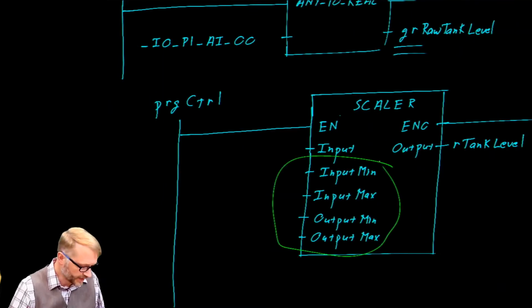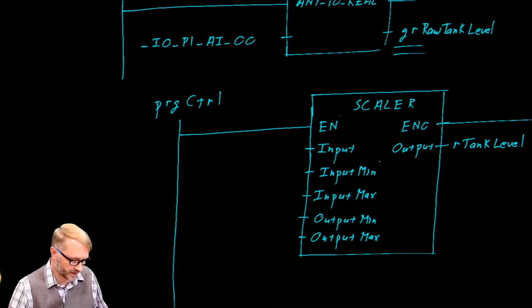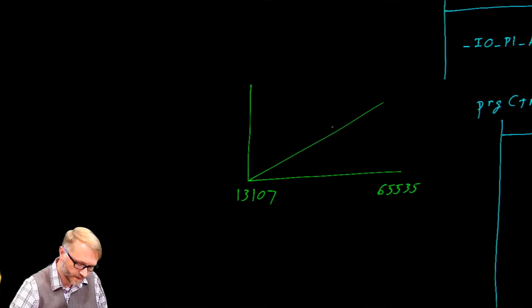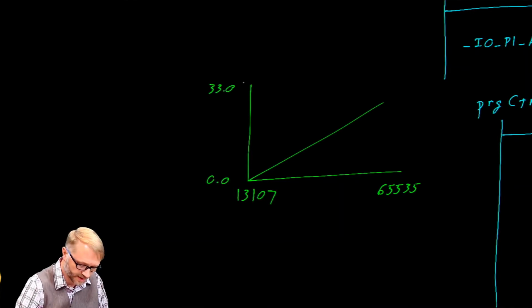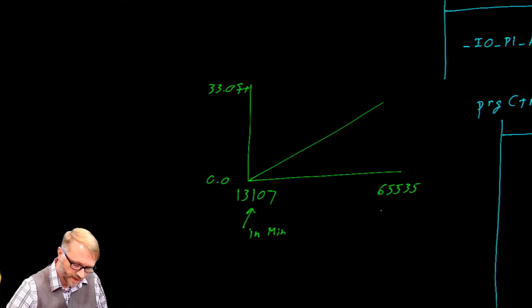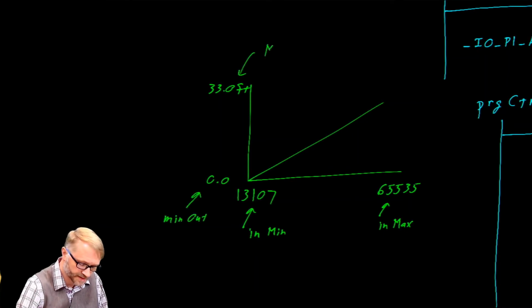There's quite a few inputs here. I think we better take a second look at this to see if we can make some sense of it. The input of the ADC had a 4 milliamp signal. That scaled to 13107. Full scale of 20 milliamps went to 65535. What we want is a value that goes from 0.0 to 33.0 feet. So our input min is here, our in max is here, this is our min out, and this is our max out.